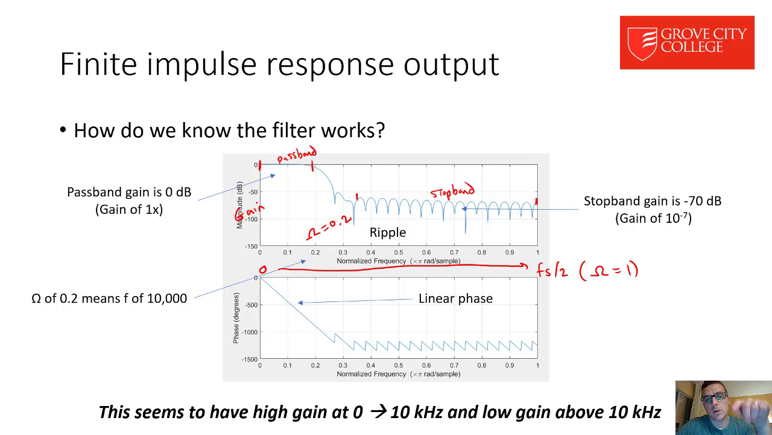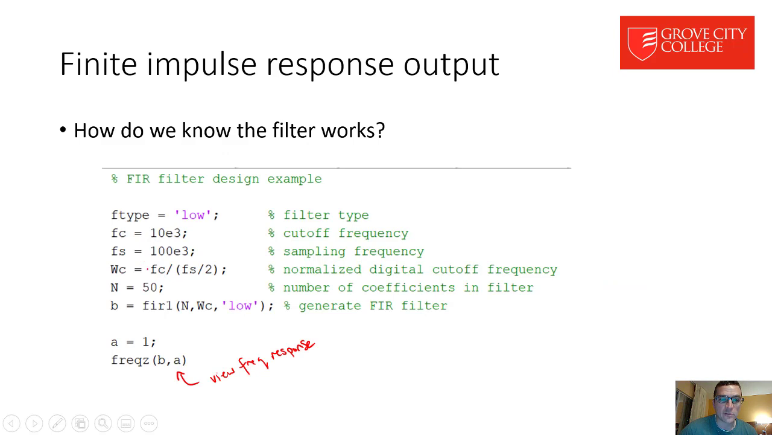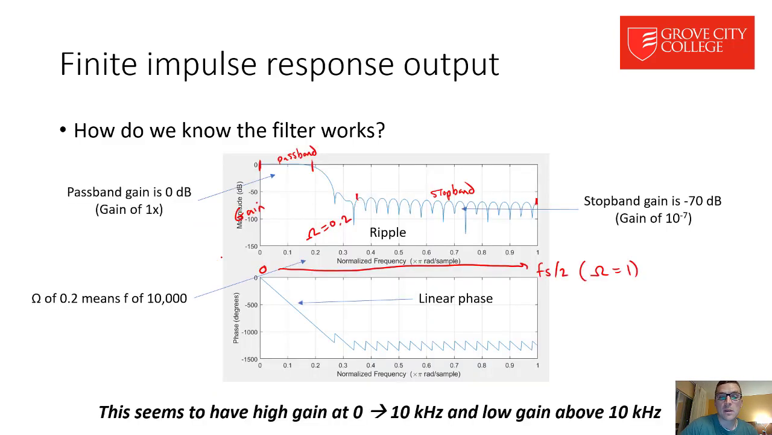Okay, so the confusing part here to me is the 0.2 on the x-axis, because that's not a number I really recognize. Well, that's the normalized frequency though. When we did the design here, that's what the normalized frequency will be. That 10 kilohertz cutoff frequency is going to get divided by fs over 2, which is 50 kilohertz, and you're going to get 0.2 or 1/5. So that normalized frequency means 10 kilohertz because the Nyquist rate is 50 kilohertz. Okay, so that means that we actually do seem to have high gain from 0 up to 10 kilohertz and then low gain after 10 kilohertz.